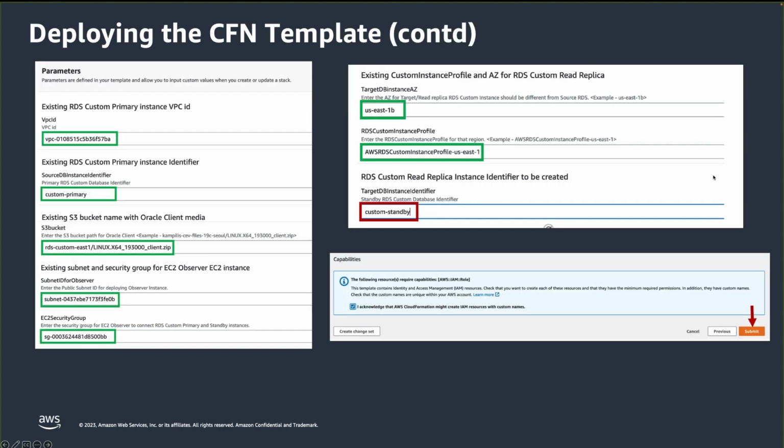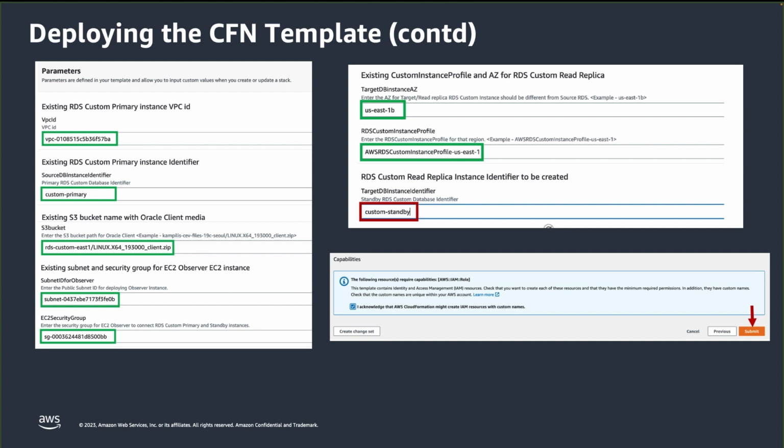So when you start deploying the solution, it will ask you for the 7 existing parameters. It will ask for the VPC ID, the primary or the existing instance ID, the S3 bucket name from where the media will be downloaded, the subnet for the EC2 observer, the security group for the EC2 observer, and the AZ, the availability zone for the read replica and the observer instance. And you also need to provide one parameter for the Oracle read replica as well.